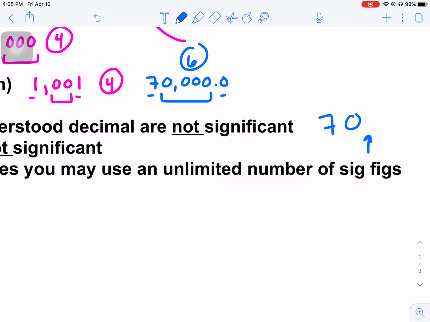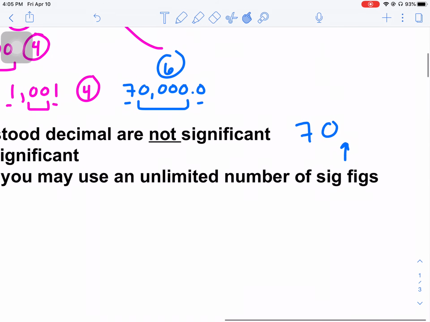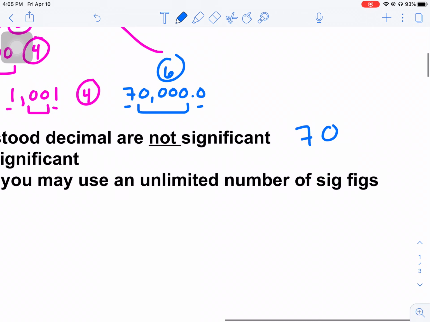70 does not have an actual decimal, so that would be an understood decimal. So it is left of a non-zero, but right of an understood decimal. So 70 would have only one significant figure. The 7 is significant, but the 0 is just a placeholder.